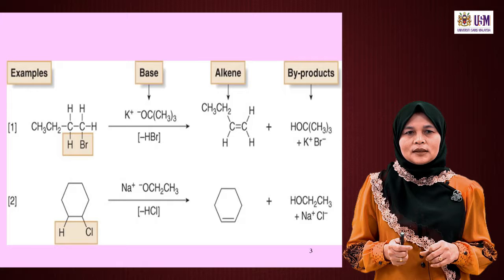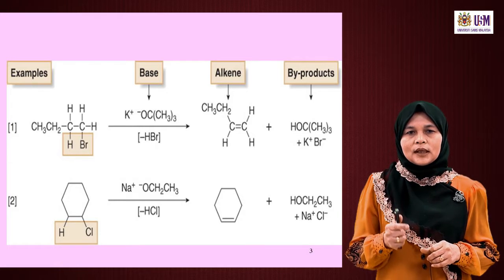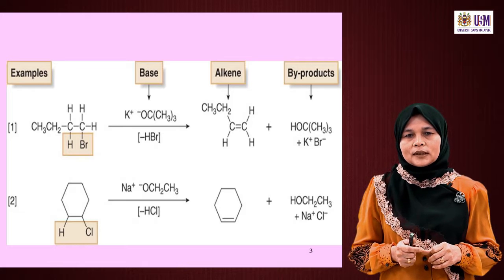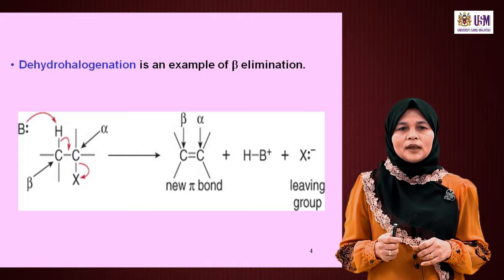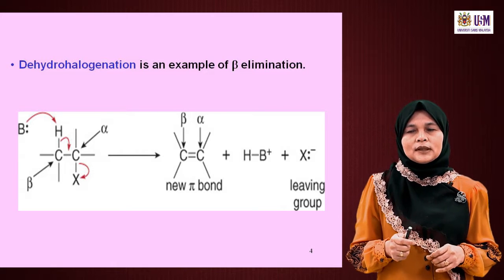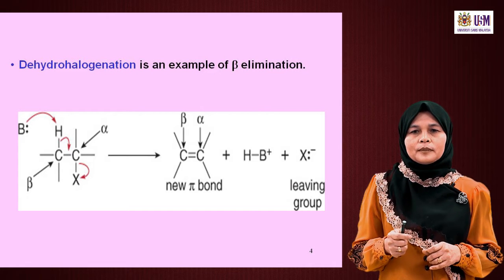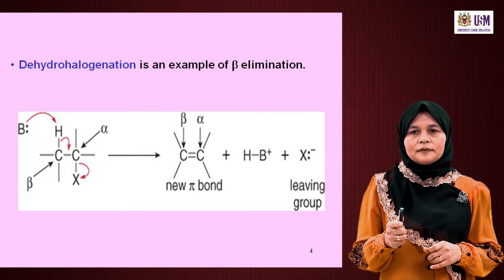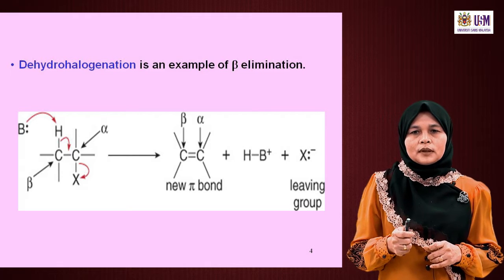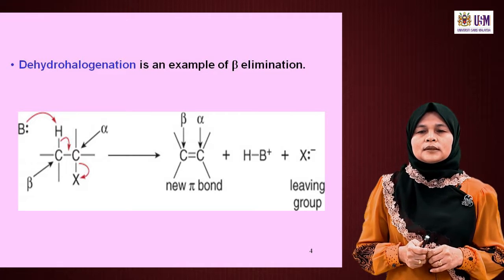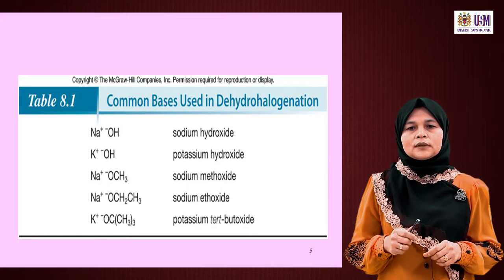In both reactions, a base removes the elements of an acid, which is HX, from the organic starting material. Removal of the elements HX is called dehydrohalogenation. Dehydrohalogenation is an example of beta elimination. The curved arrows show the bonds that are broken and formed in the process. The table here shows the common bases used in dehydrohalogenation.